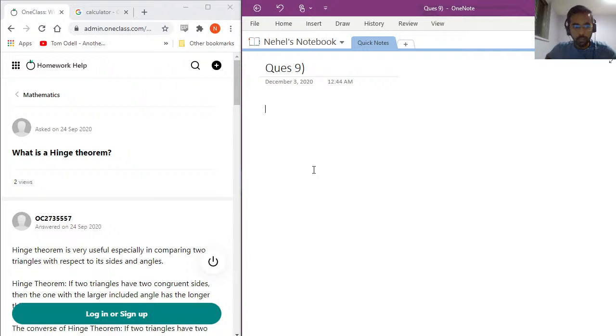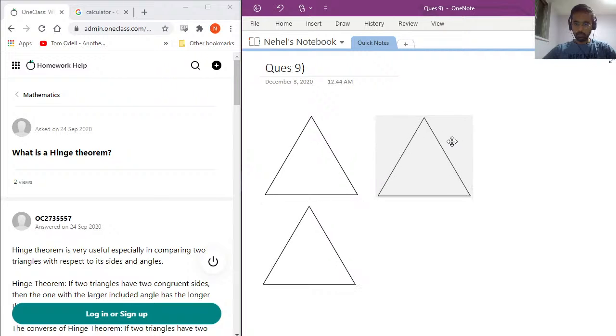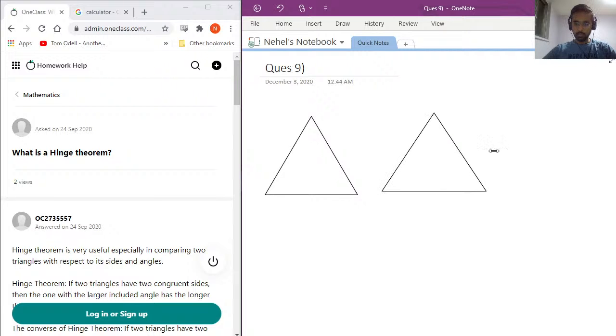Question number 9. What is Hinge theorem? So Hinge theorem is a theorem for comparing triangles, and we're able to identify through this theorem, if we're given two triangles with similar sides, how one triangle compares to the other. So let me just quickly draw two triangles here. Okay, and this is the other triangle. Let's say this is a bit bigger.